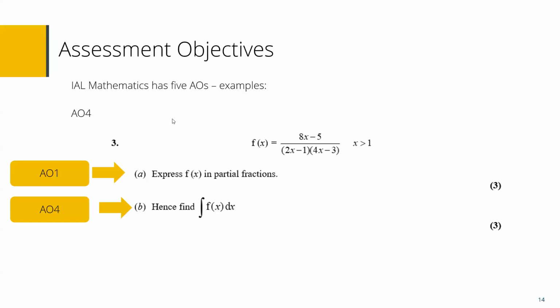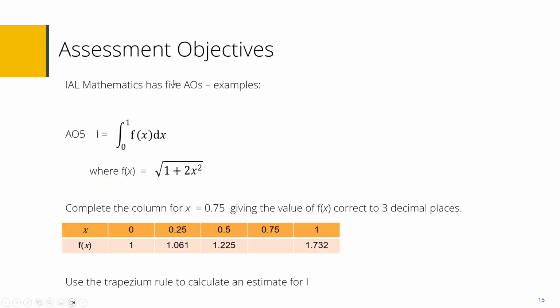And then finally, if we look at an assessment objective 5 question, you have this one here. You have to complete the column for x equals 0.75, giving the value correct to 3 decimal places. And you're meant to use the trapezium rule to calculate an estimate for the integral. From here, you can see that the command word is actually "calculate". So in this case, it's sensible to use a calculator or the formula book, and that will be an assessment objective 5.